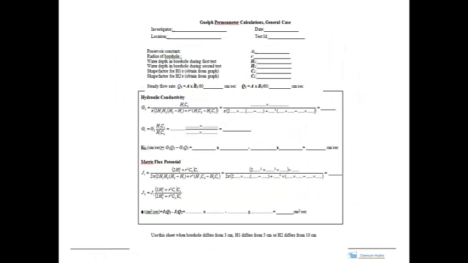Okay, so there's another sheet on the worksheet that gives you a more general case for whatever size borehole you want and whatever different heads you want. It's fairly easy to figure out if you need to use it. It's here, but I would recommend using the ones on the previous page.